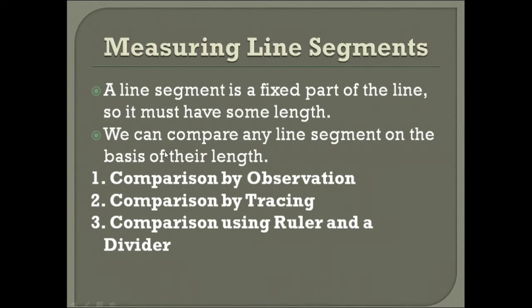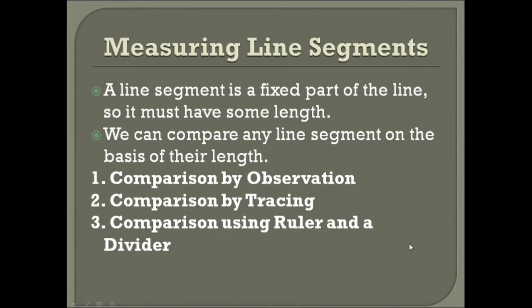Measuring line segment. A line segment is a fixed part of the line, so it must have some length. Now we know that a line segment is a fixed part of a line, right? It has two endpoints. We have seen the definition of line segment in our previous class, that a line having two endpoints is known as a line segment. So it is a fixed part, so it has some length. So how are we going to measure the length, and how are we going to compare any line segments that are given on the basis of their length.